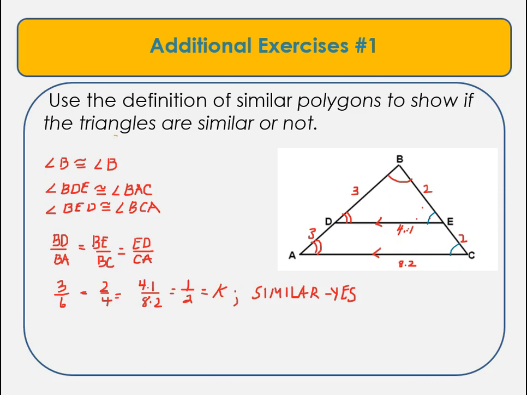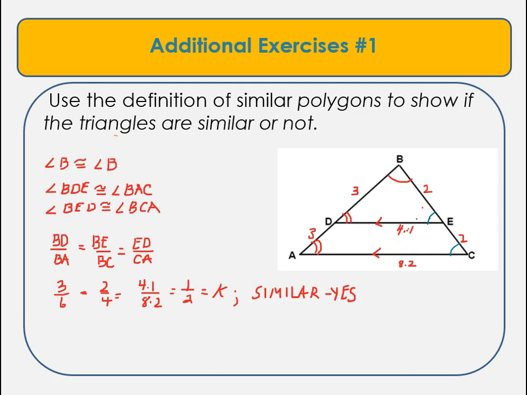So we have an additional problem. Use the definition of similar polygons to show if the triangles are similar or not. Instead of having two triangles separate from each other, this is two triangles, one on top of another. And this creates a couple of unique properties. First and foremost, angle B is common to both triangles. So angle B is congruent to angle B, and we know that because of the reflexive property.